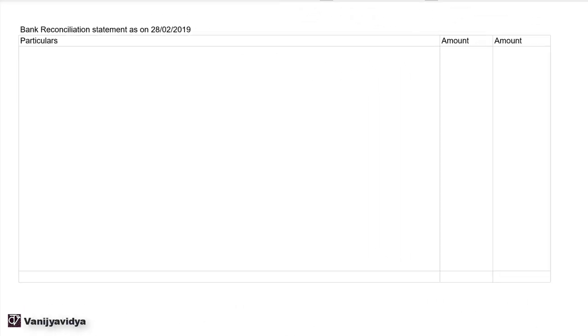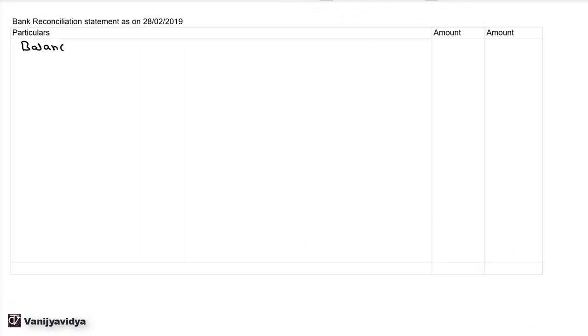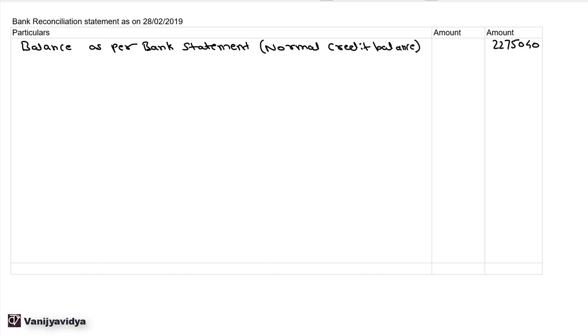So this is the format of the bank reconciliation statement as on 20th Feb 2019. We have to begin with the balance as per bank statement on 20th Feb 2019. Let's see that. So the balance as per bank statement is 22,75,040 credit. Let's write this. Balance as per bank statement, normal credit balance, 22,75,040. Now let's see all the transactions one by one.